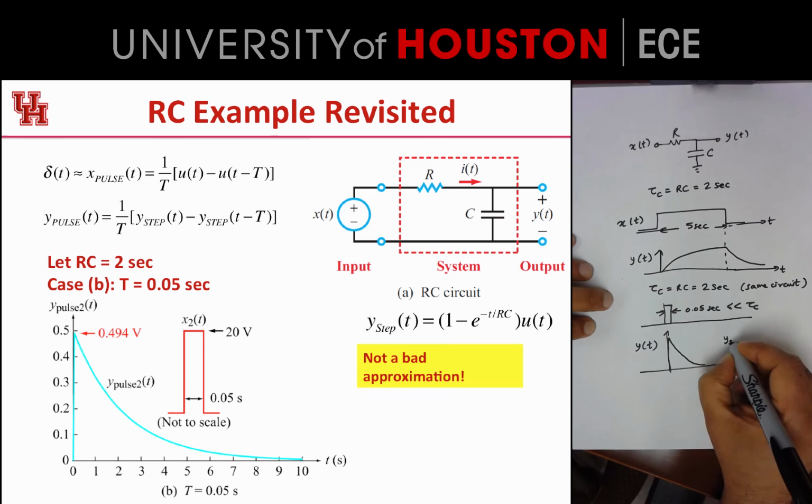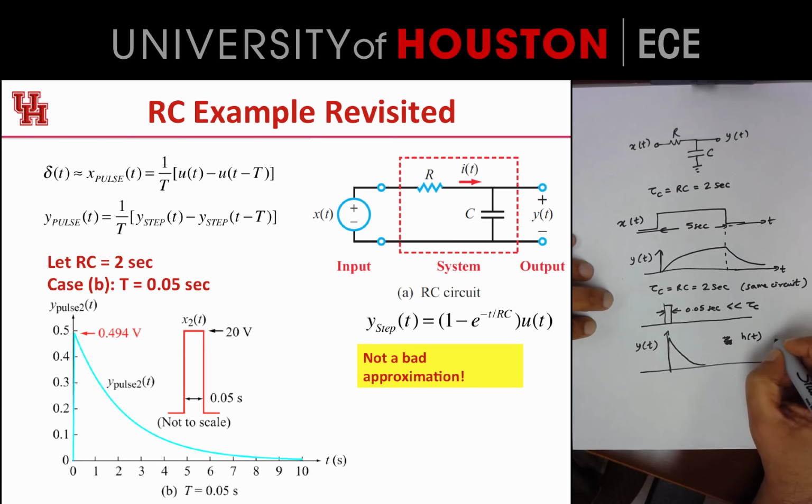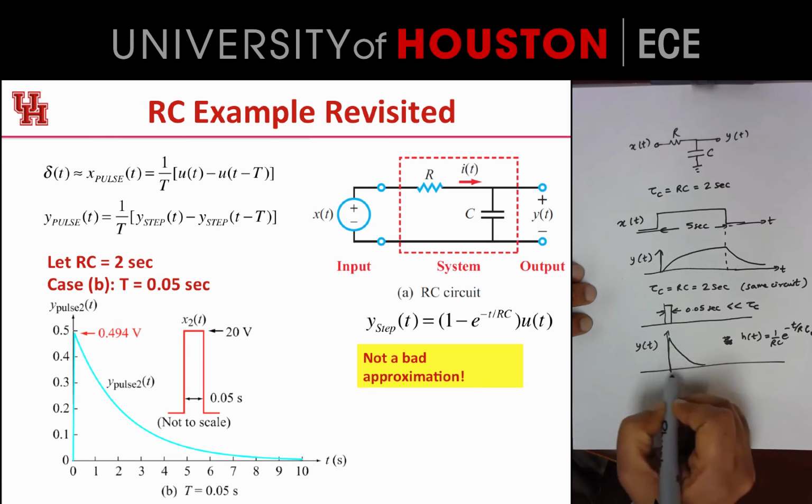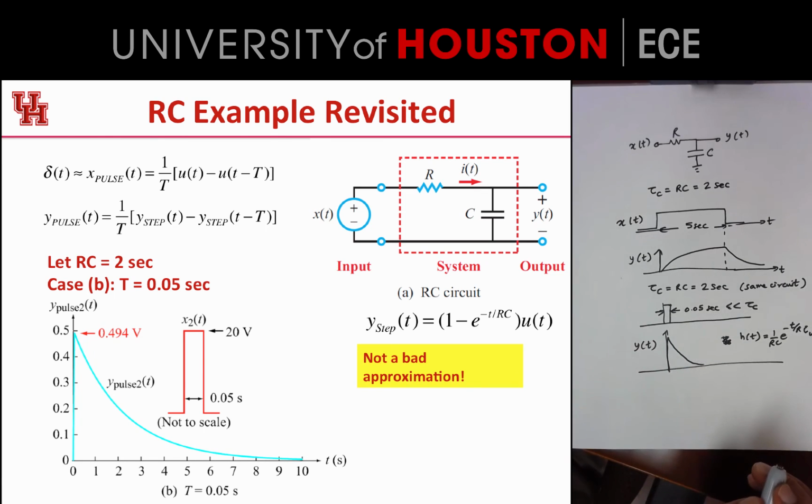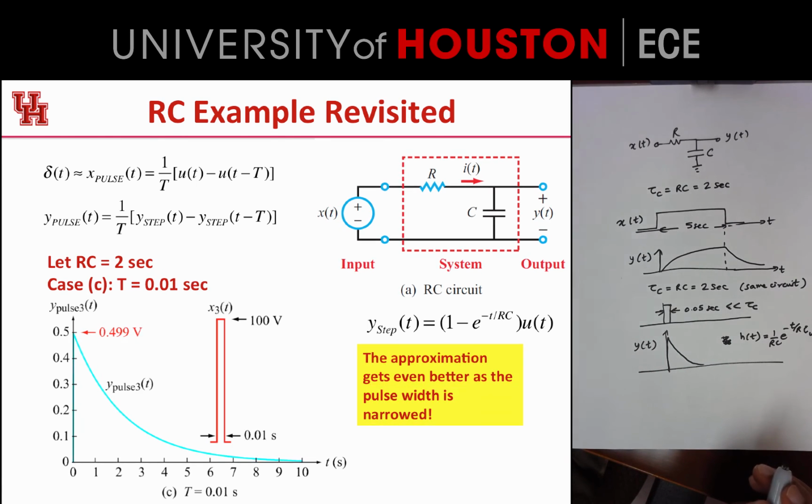So the response to the delta function is h of t, and this is equal to 1 over RC e to the minus t over RC u of t. Remember this? So this is looking quite close to that. Now let's kick it up one more notch.